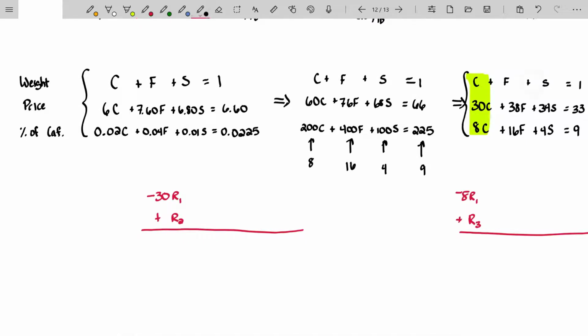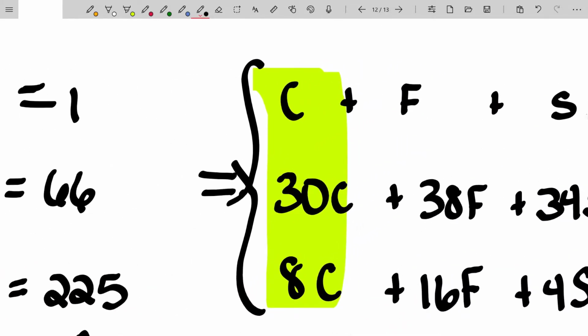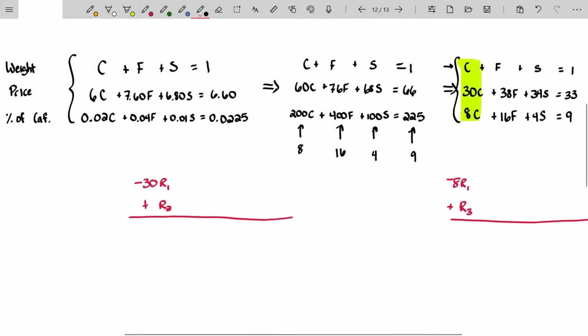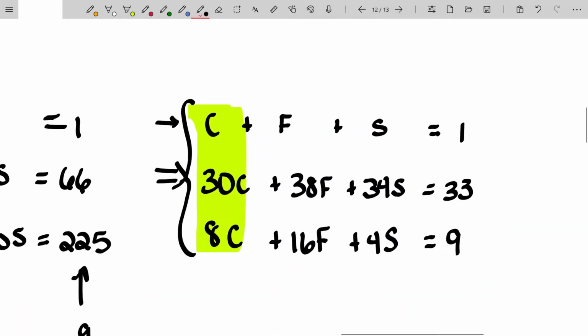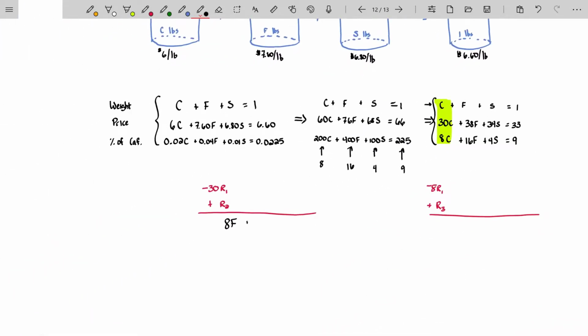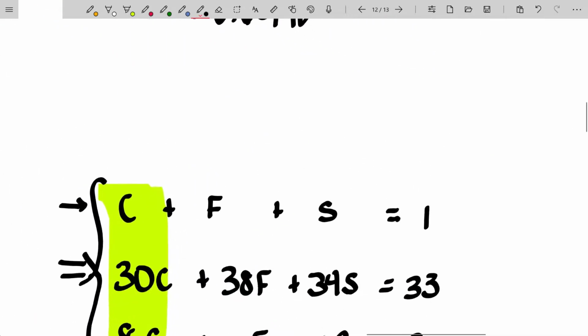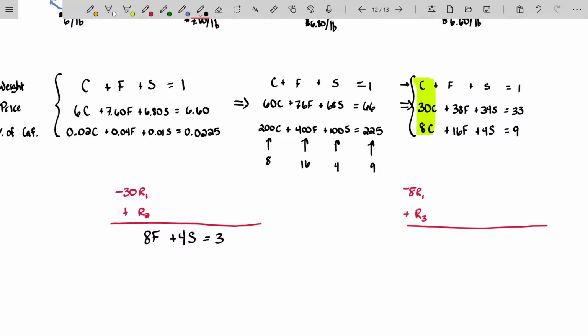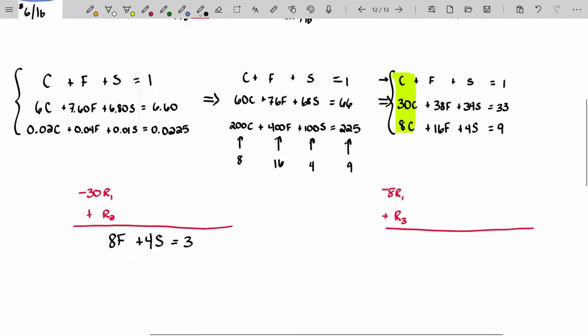All right, let's do this. So going through piece by piece, a negative 30 times row 1. Well, I get a negative 30C plus 30C, that's gone. I get a negative 30F plus 38F becomes an 8F. I get a negative 30S plus 34S, that's a 4S. And I get a negative 30 plus 33 is 3. That's not bad.